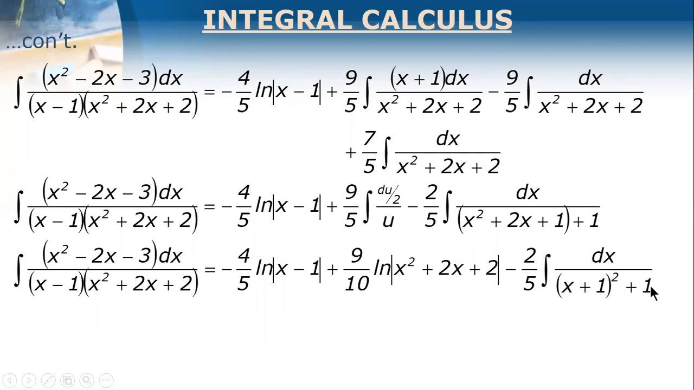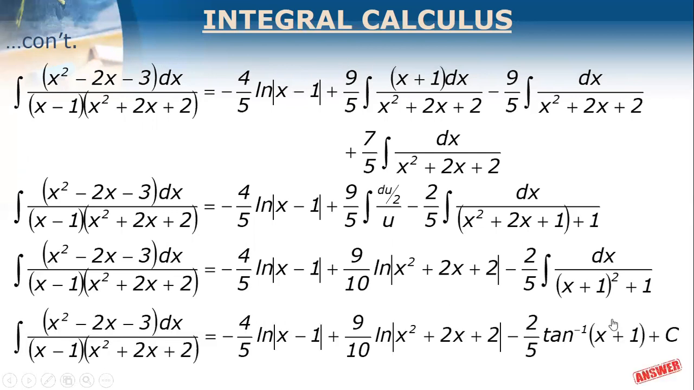Arctangent of u squared plus a squared. Okay, so this is arctan of u over a. But our a is 1, so it's simply arctan of u over 1. Okay, this is a standard form for inverse trigonometric functions.